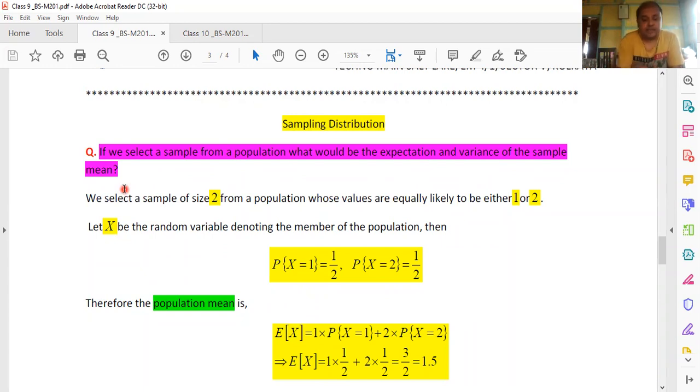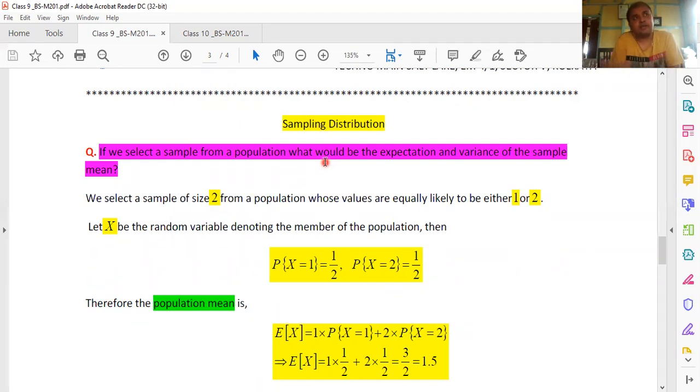Now, they're asking that if we select a sample from a population, what would be the expectation and variance of the sample mean? When we take a sample, immediately after that, we try to calculate the sample mean and the sample variance.